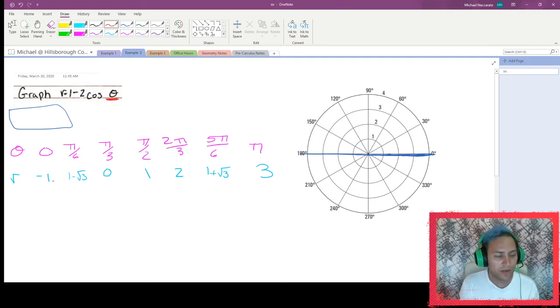So we're just going to graph these going upwards now. Starting with this first one, we're going to go to a radius of negative 1, and then I'm going to move 0 degrees. So it's going to sit right here.